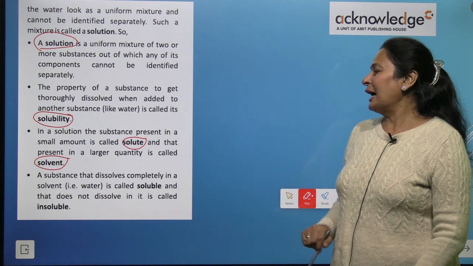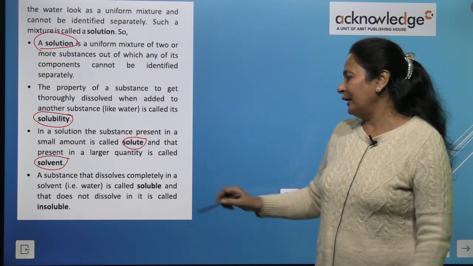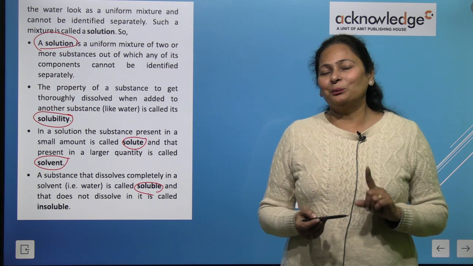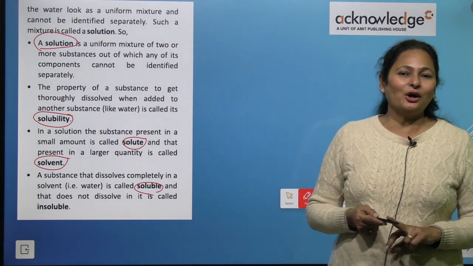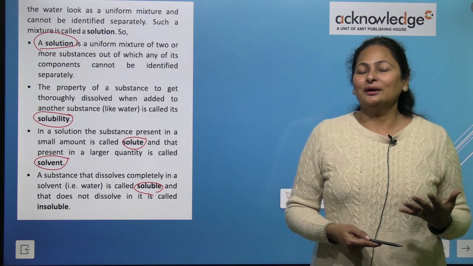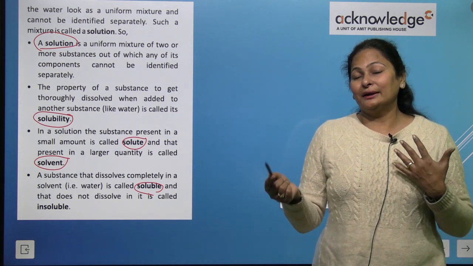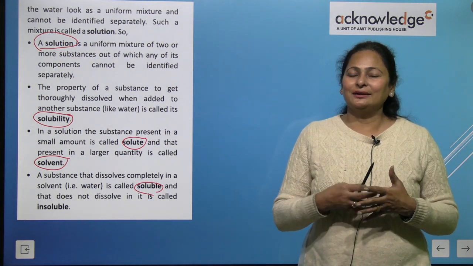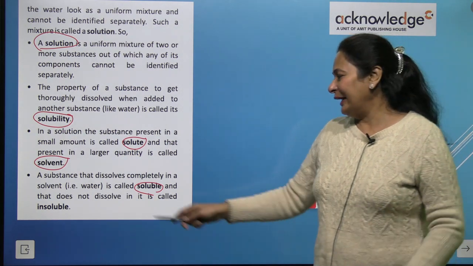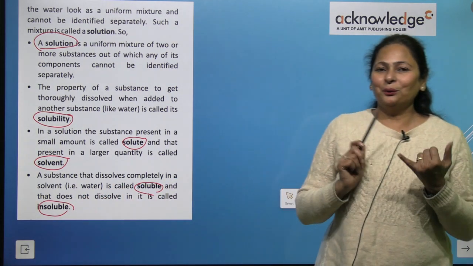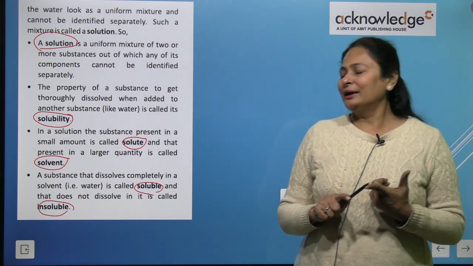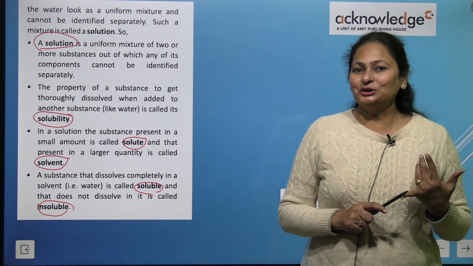Now the last is a substance that dissolves completely in the solvent. It is called soluble, and that which does not dissolve is insoluble. The substances that can be dissolved are called soluble, and those that are not getting dissolved in the water or any other liquid are called insoluble. जो चीजें घुल जाती हैं वो soluble है, जो चीजें खुलती नहीं है, dissolve नहीं होती हैं, वो क्या होती हैं? These are insoluble. Got it, kids? Now you know the meaning of soluble and insoluble. What is solubility? What is solvent, right? What is solute and what is solution, right?